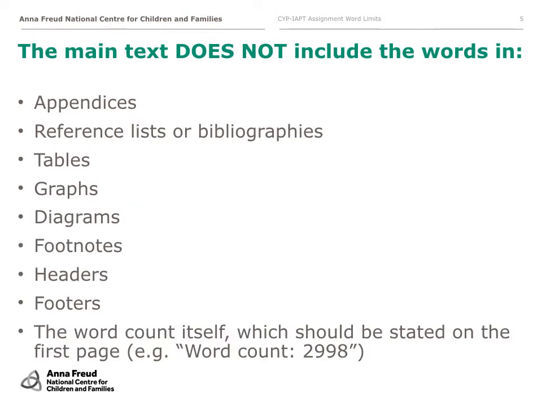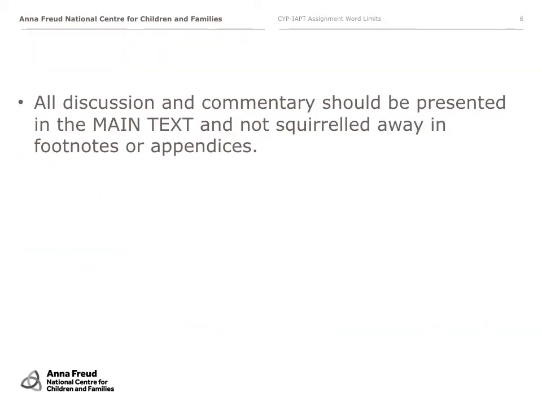The main text does not include the words included in the appendices, the reference lists or bibliographies, tables, graphs, diagrams, footnotes, headers, footers, and the bit right at the beginning that says the word count is whatever it is. Now all discussion and commentary should be presented in the main text and not squirreled away in the footnotes or appendices.